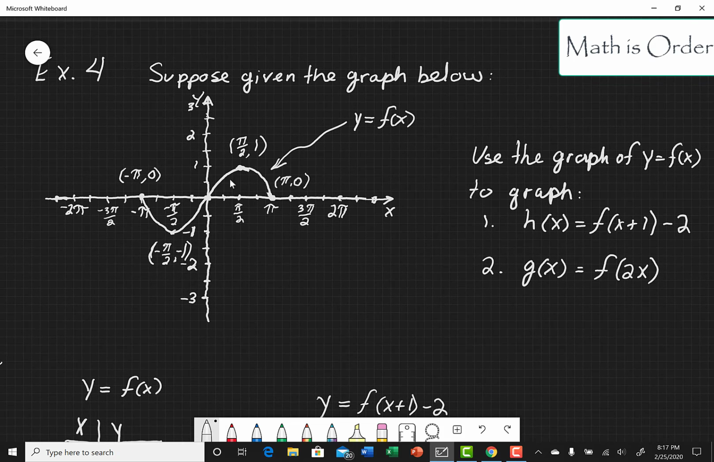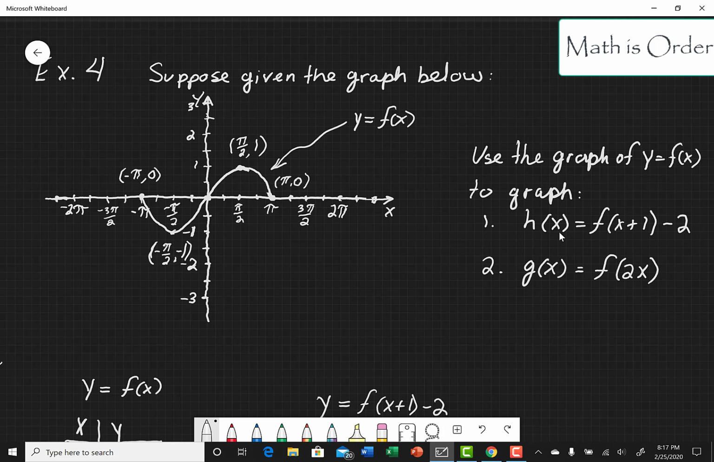This time we're given a graph of a function. Say this graph is y equals f(x), and we want to use this graph to come up with this transformed graph. We want to perform this transformation on this graph, right?